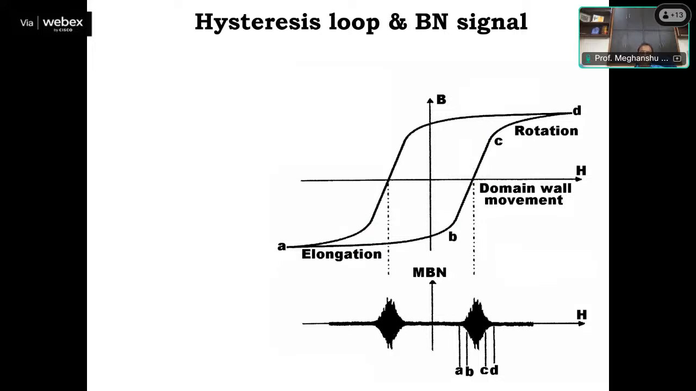So the hysteresis loop is always associated with the generation of Barkhausen noise signal. The hysteresis loop is a combination of the magnetizing curve and the demagnetizing curve. The combination of the magnetizing curve and demagnetizing curve generates the complete hysteresis loop, and we are having two Barkhausen noise signals. I repeat, we are having two Barkhausen noise signals from each magnetizing yoke. Just a minute.